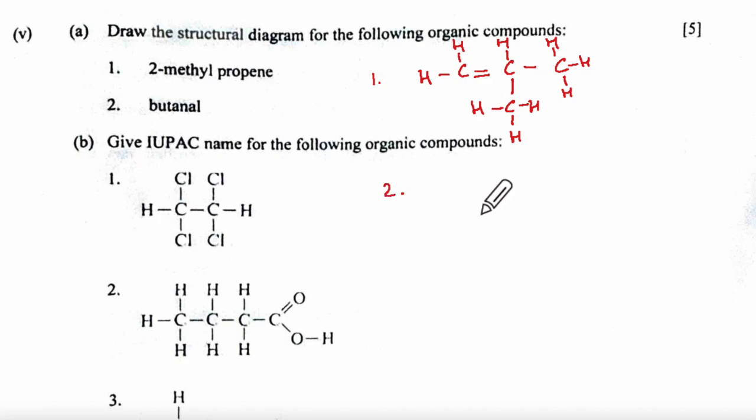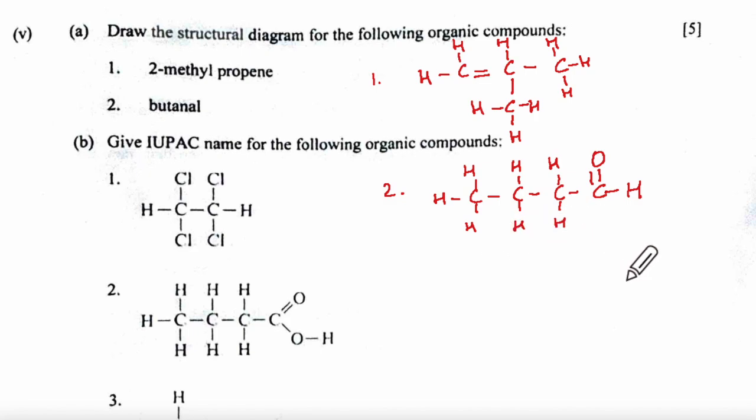The second one is butanal. But means 4 carbons. And al means there will be CHO, meaning a double bond O and a single bond H. This carbon has completed all 4 valencies. This will be CH3, CH2, CH2. So we write all this and we get butanal. So this was for 2 marks.